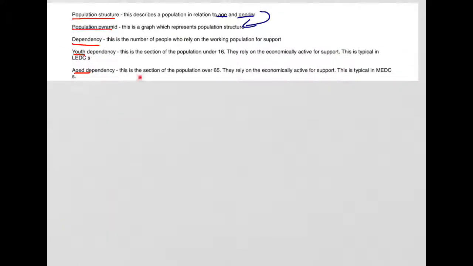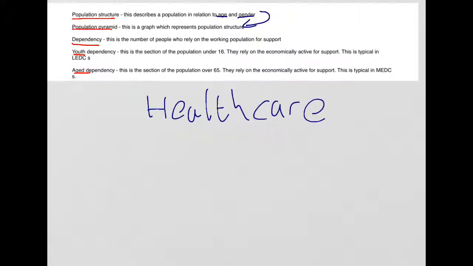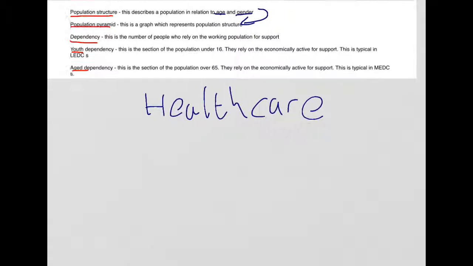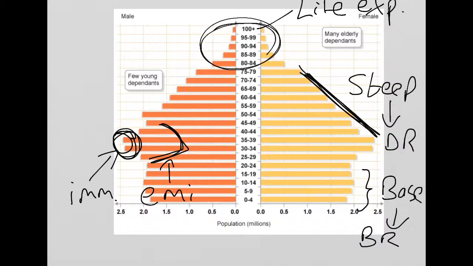Age dependency is the section of the population over 65. They rely on the economically active for support, so again the working population, and this is typical in MEDCs. It's typical in MEDCs because their healthcare is much better and people have a much longer life expectancy and live to a longer age, so therefore there's a greater elderly population to look after, and this is seen in this example which we have here.